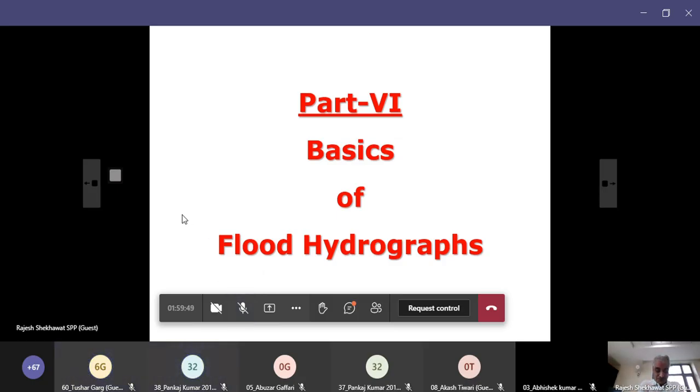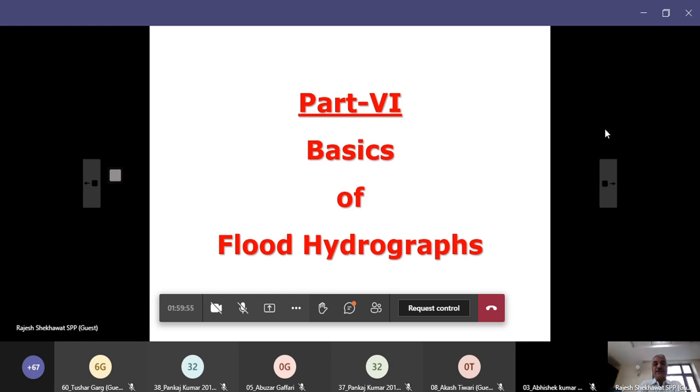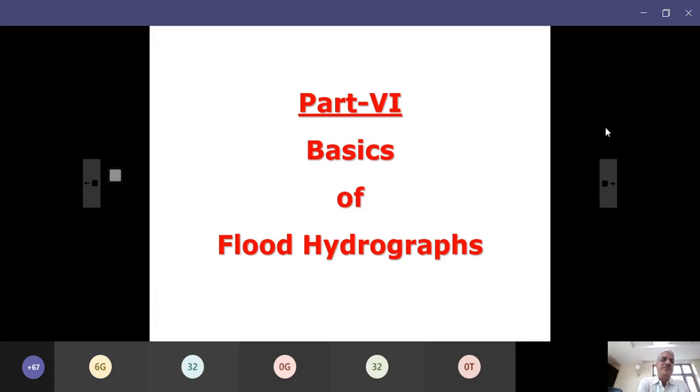The second part, medium size catchment area. For medium size catchment area, as I told you, we develop a synthetic unit hydrograph. So just a few basics of hydrograph. You are all aware of what a hydrograph is, but let me revise some terminology for you.